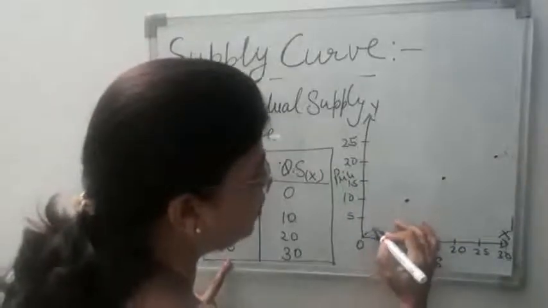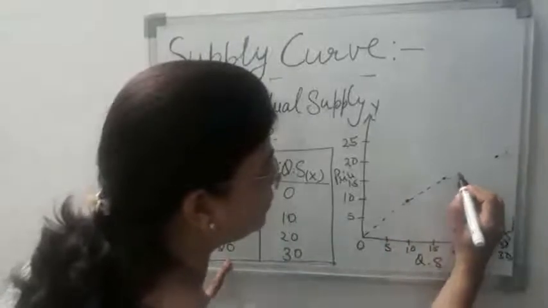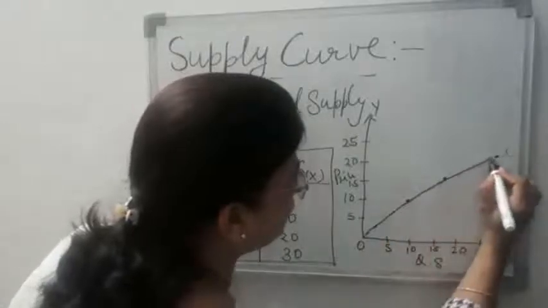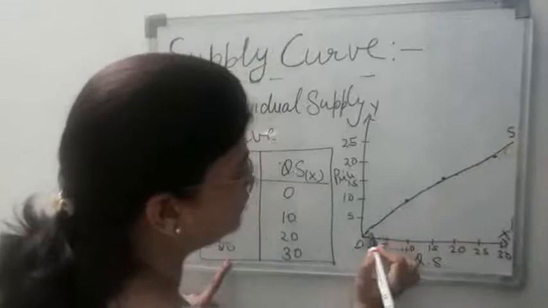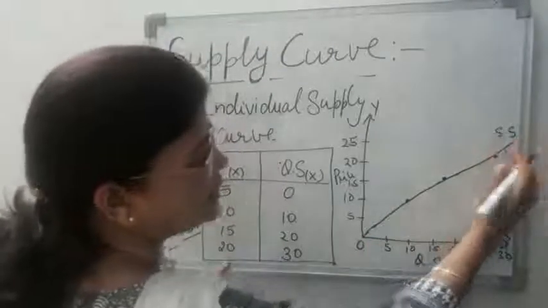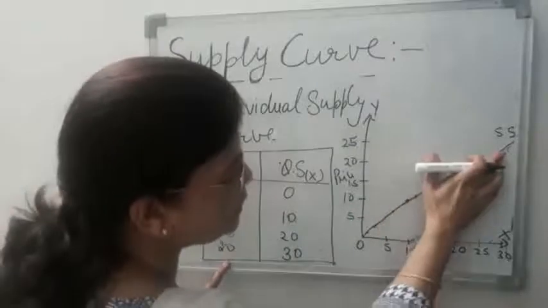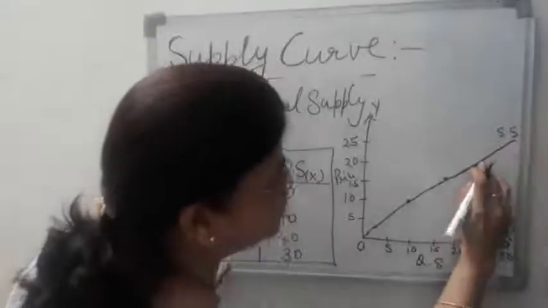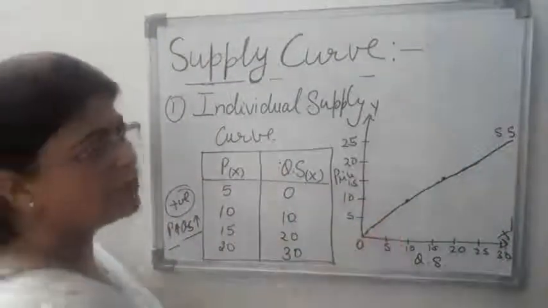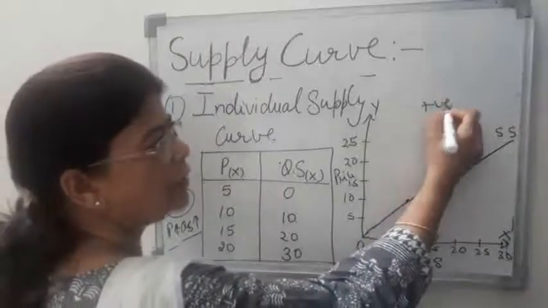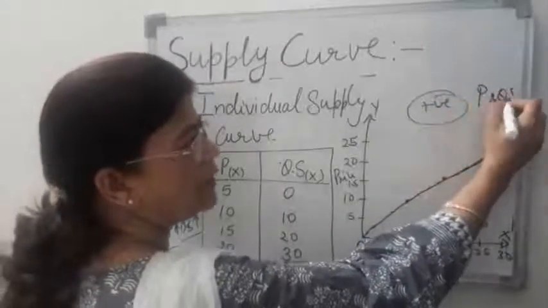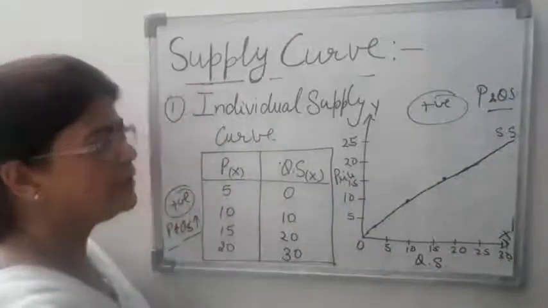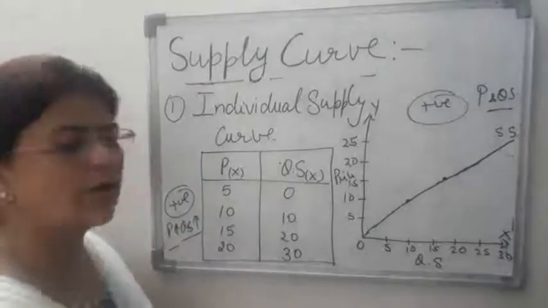So when we join all the points, we will get a supply curve. SS is the supply curve. It is a straight line curve, which shows the positive relation between price and quantity supplied. As price increases, quantity supplied also increases. So this is the individual supply curve of a firm.